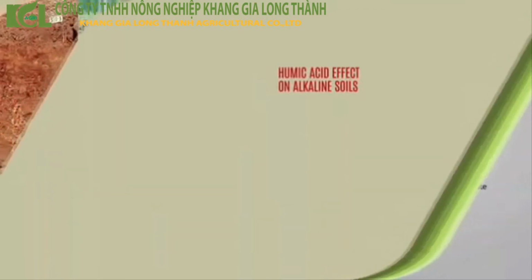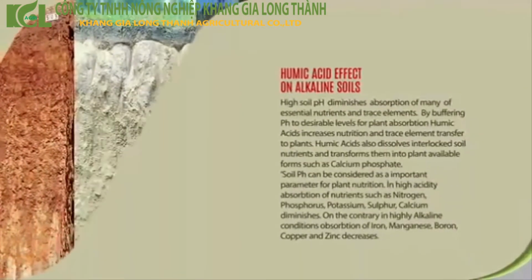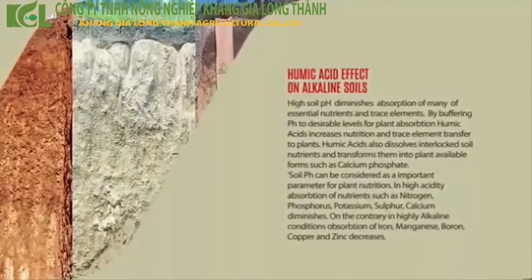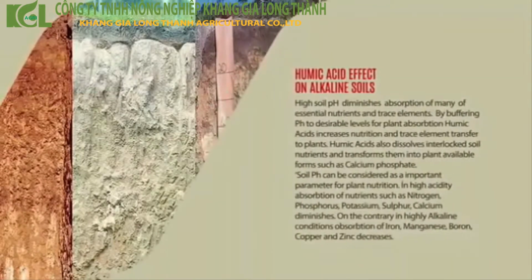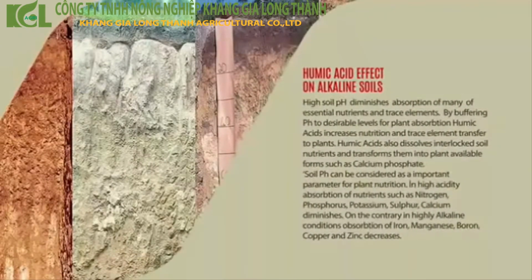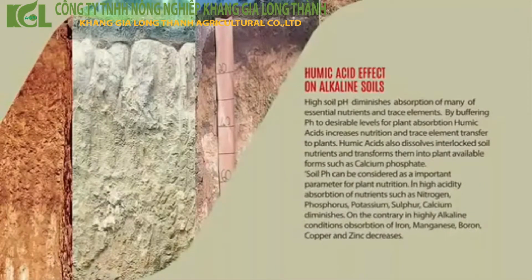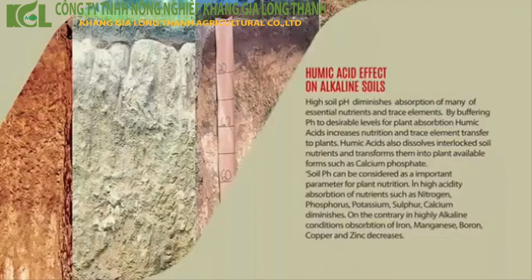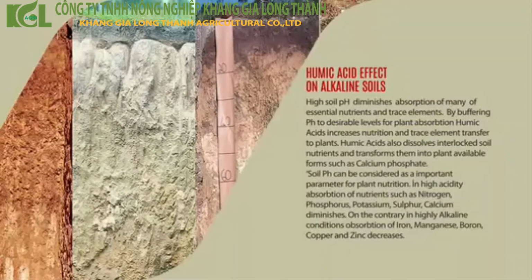Humic acid effect on alkaline soils. A high soil pH diminishes absorption of many essential nutrients and trace elements. By buffering pH to desirable levels for plant absorption, humic acids increase nutrition and trace element transfer to plants. Humic acid also dissolves interlocked soil nutrients and transforms them into plant-available forms, such as calcium phosphate.